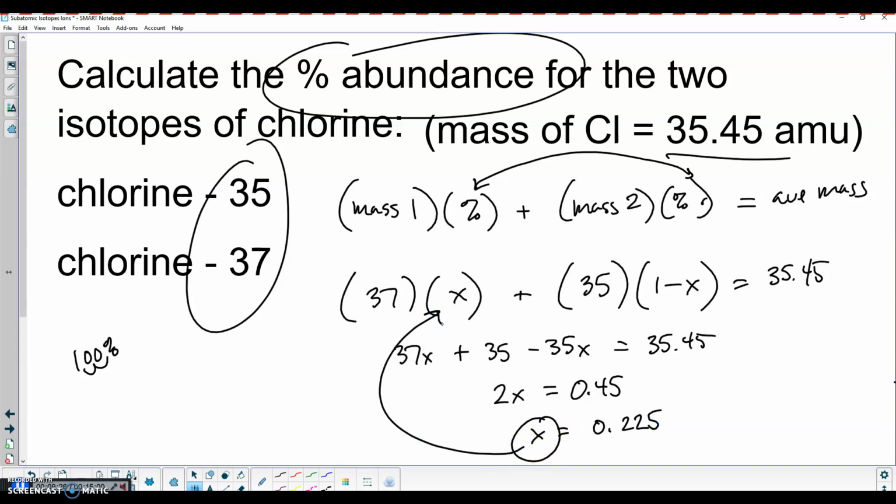Okay, so to make that a percent, all I have to do is multiply it by 100, or essentially I'm moving the decimal 2 places to the right. And so in this instance, I know that chlorine 37 has an abundance of 22.5%.